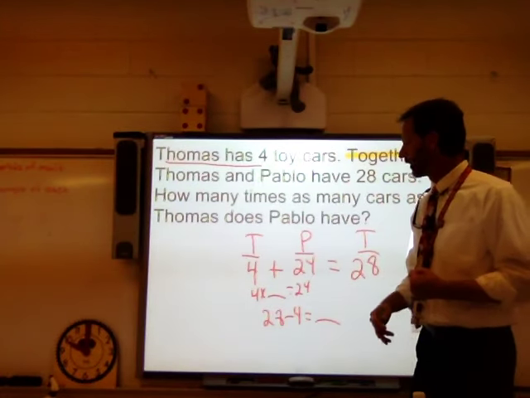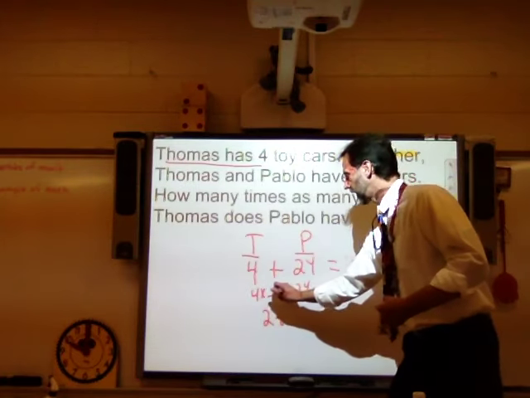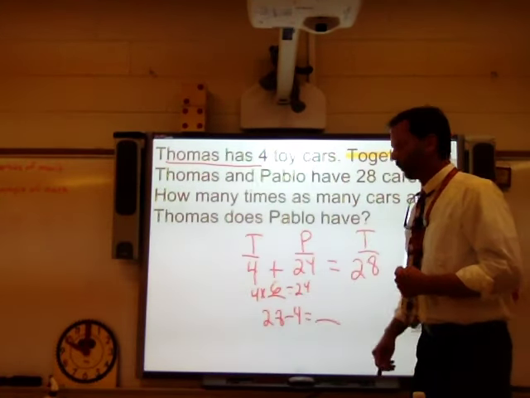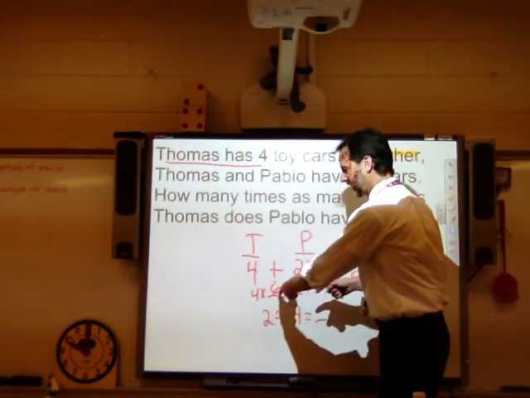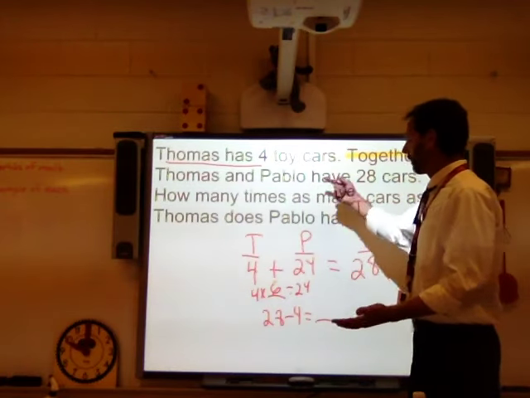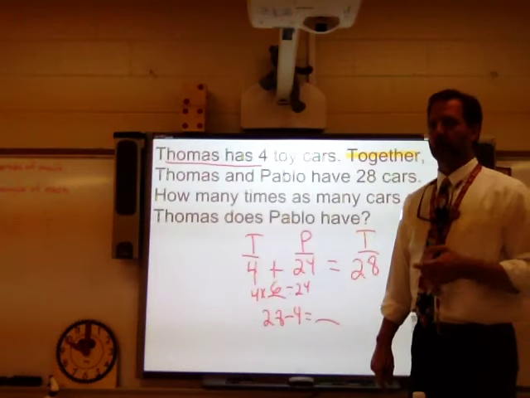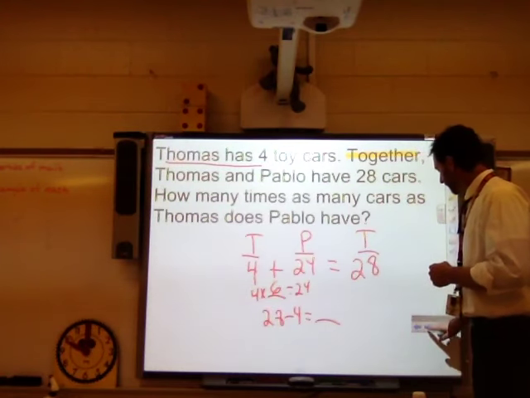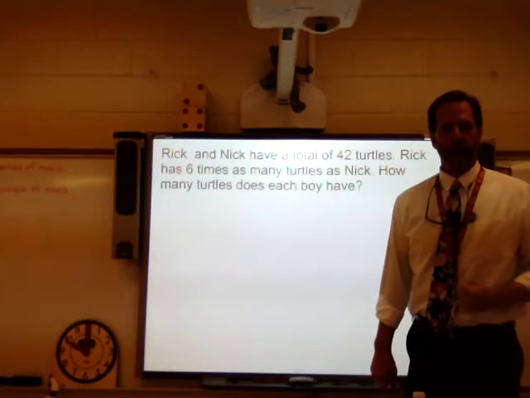And now they have to know that it's going to be not 4 times 7, which is 28, but it's going to be 4 times 6, which would make the 24. 24 is 6 times greater than the 4. So the answer, how many times greater? It's 6 times greater. Okay? The last one, again, it's going to be a little different.